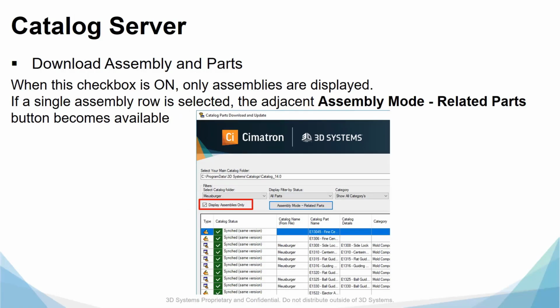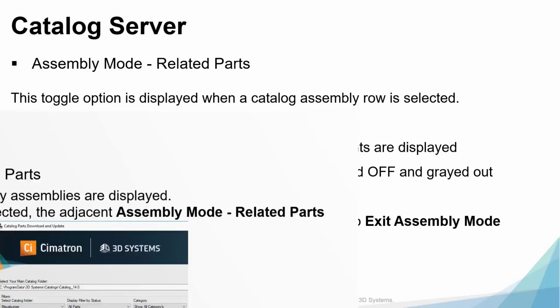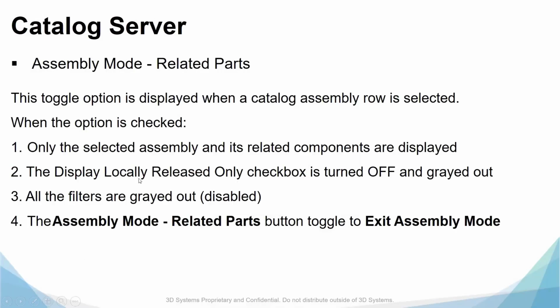There's a new option, display assembly only. When this checkbox is on, only assemblies are displayed. If a single assembly row is selected, then the assembly mode related parts button becomes available. This is a toggle option, displayed when a catalog assembly row is selected. When the option is checked, only the selected assembly and its related components are displayed.